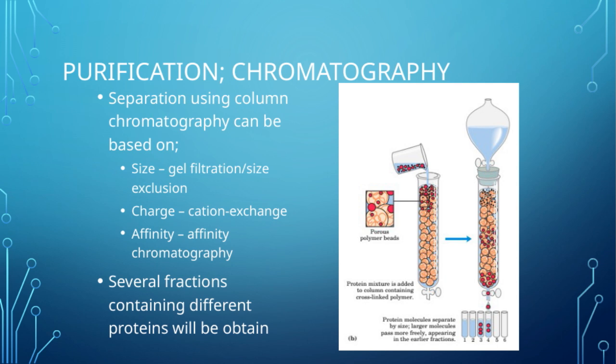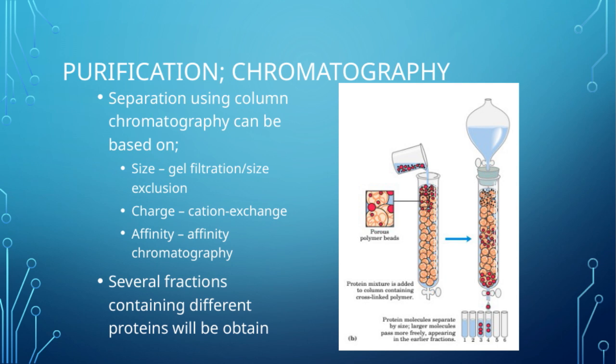Next, charge is another key factor. Cation exchange chromatography separates proteins based on their charge properties. Proteins with different charges will bind to the charged matrix with varying affinities, allowing us to elute them separately by changing the salt concentration or pH.